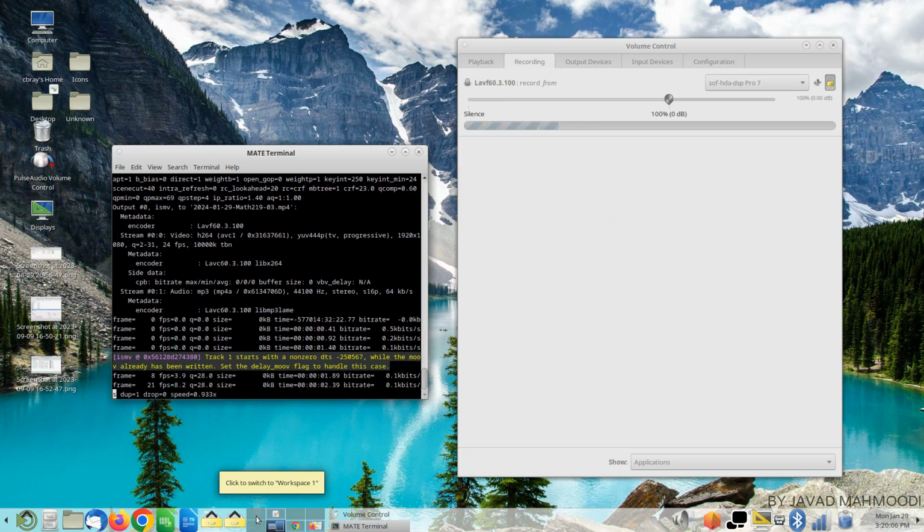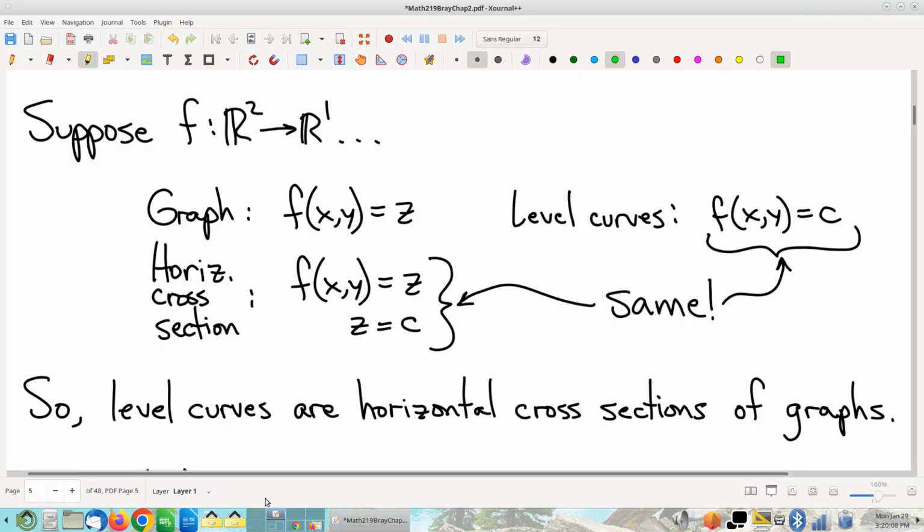Okay, so we're recording. Last time we were talking about graphs and level sets. Both of these are constructions to help us draw pictures, to help us understand functions. But we draw different pictures that help us understand functions in different ways. And both of them are actually really valuable for doing multivariable calculus.